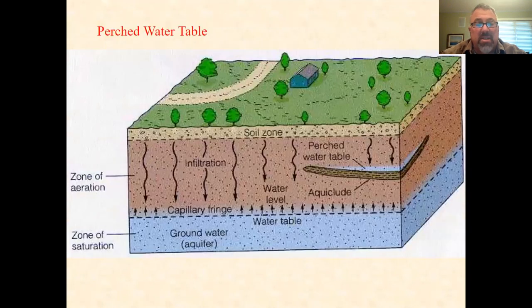If we look at this diagram here, we have a perched water table here, which means water can't flow through this area. And so it's holding water above our zone of saturation. It's holding water above our water table. And this is what we refer to as a perched water table.